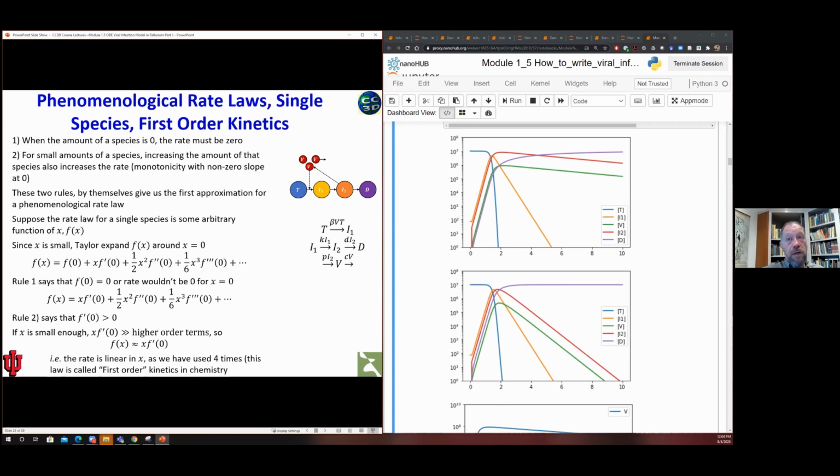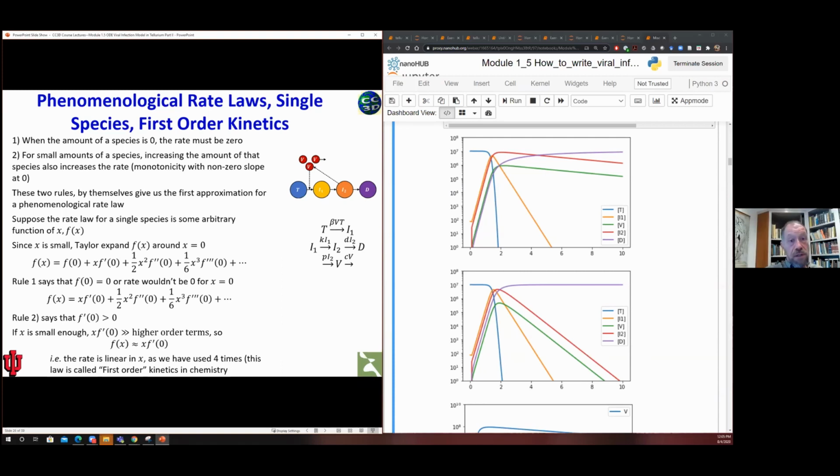So if we have a generic rate law, which is we have some species x, and the rate is f of x, then we do a little bit of mathematics. We Taylor expand f of x around x equals 0. And the first terms of a Taylor expansion are f of 0, plus x times f prime evaluated at 0, plus 1/2 x squared f double prime, and so on. We've said that the value is 0 at 0. That means f of 0 is 0. So f of x is equal to x times the derivative of f at 0. And we've said that that's non-zero. And in that case, that first term is the biggest one. And so as long as x is small, f of x is approximately x times the slope at 0.